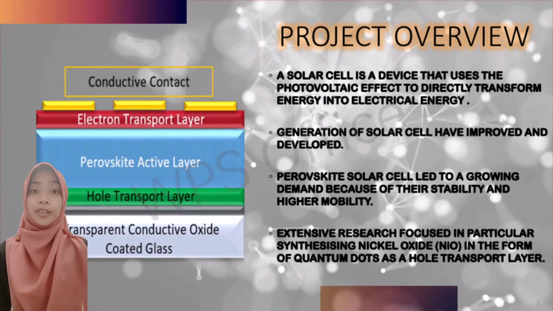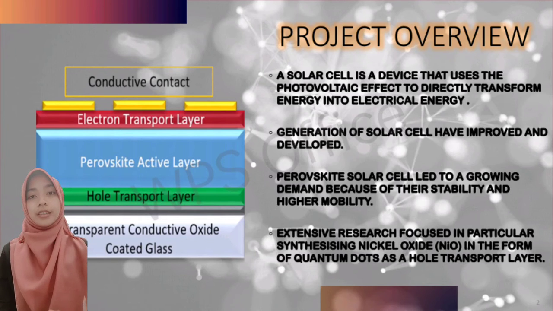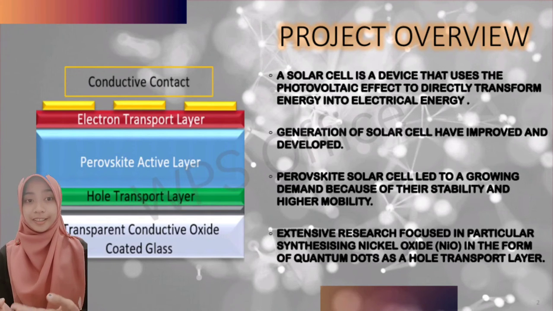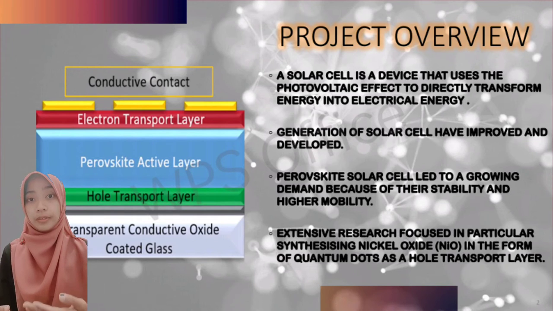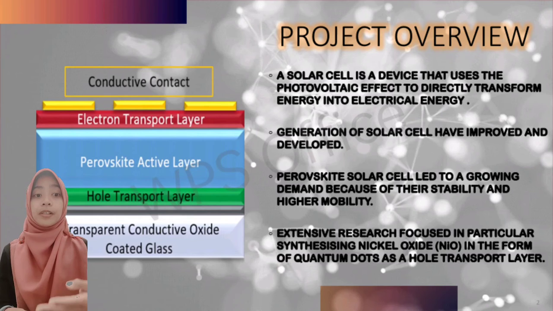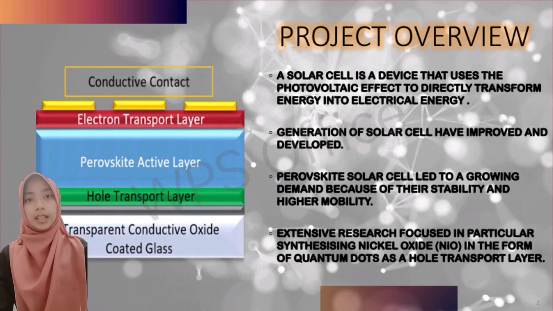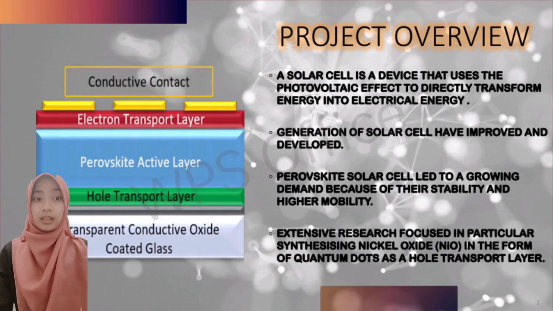For the project overview, firstly, a solar cell is a device that uses the photovoltaic effect to directly transform energy into electrical energy. After that, the generation of solar cells has improved and developed. Next, perovskite solar cells led to a growing demand because of their stability and higher mobility. Because of that, extensive research has focused in particular on synthesizing nickel oxide in the form of quantum dots as a Hall transport layer.